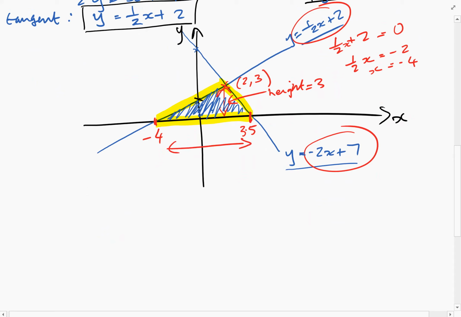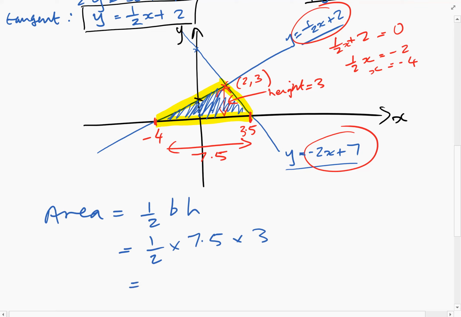This distance here will be 7.5. So the area we want is a half the base times the height, which is a half times 7.5 times 3, and that's going to be half of 22.5, so that is 11.25, or you could say it's 45 over 4, or 11 and a quarter. So that's the area we wanted in this question.